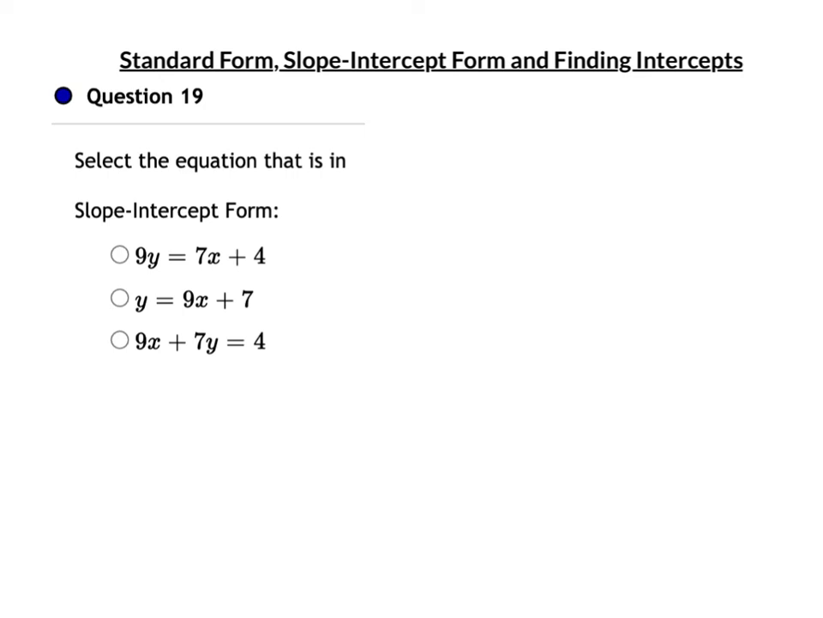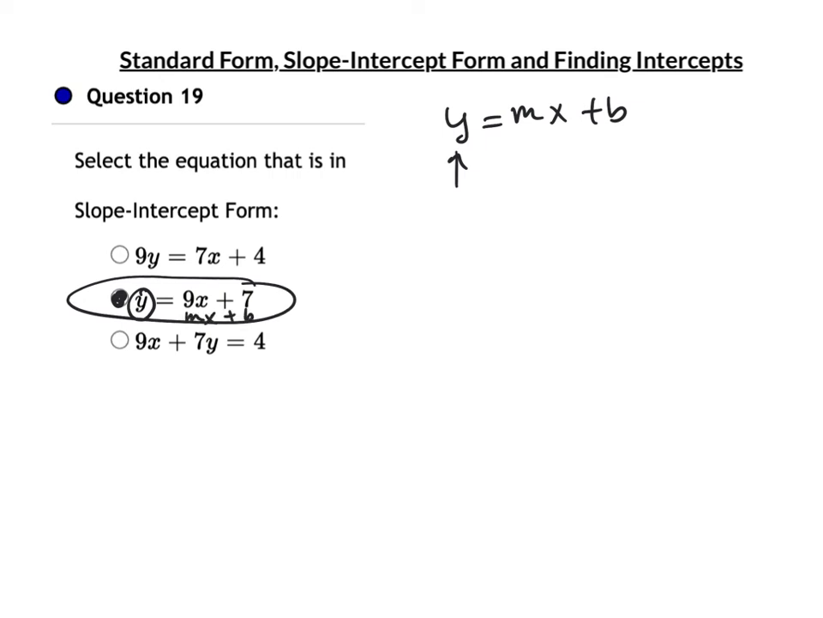Here's a really quick one. Select the equation that is in slope-intercept form. We're looking for y equals mx plus b, where y is by itself. That would be this one right here. So our second one is y equals mx plus b.